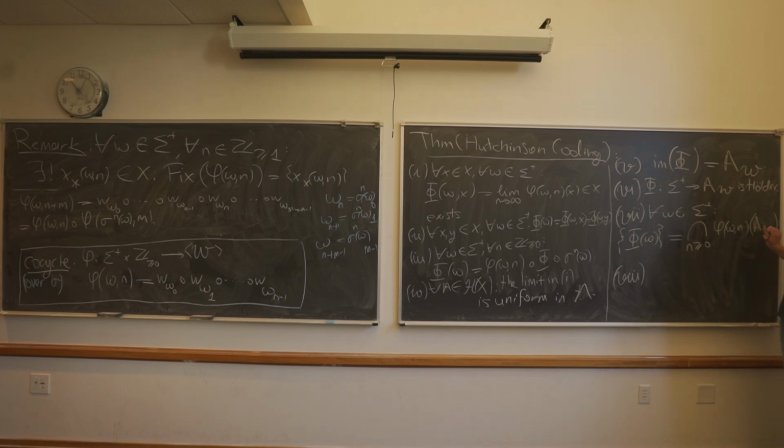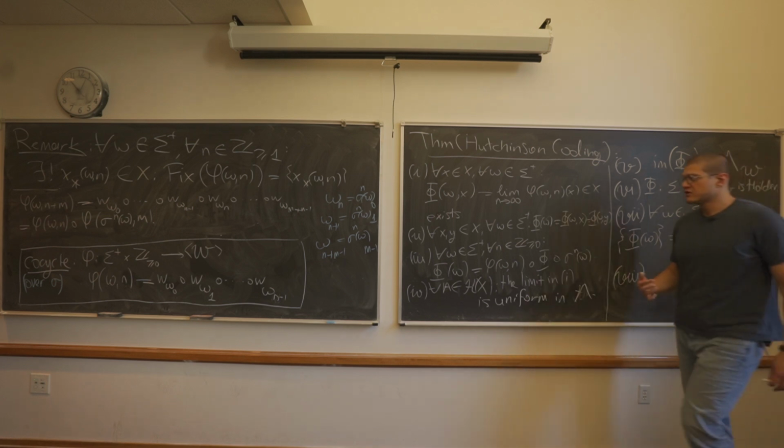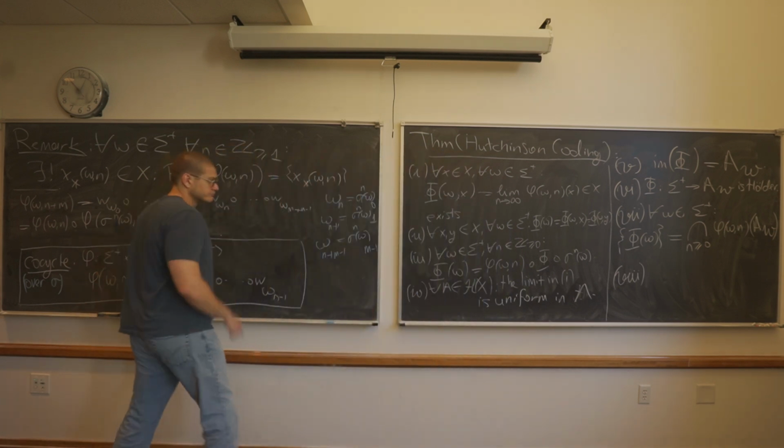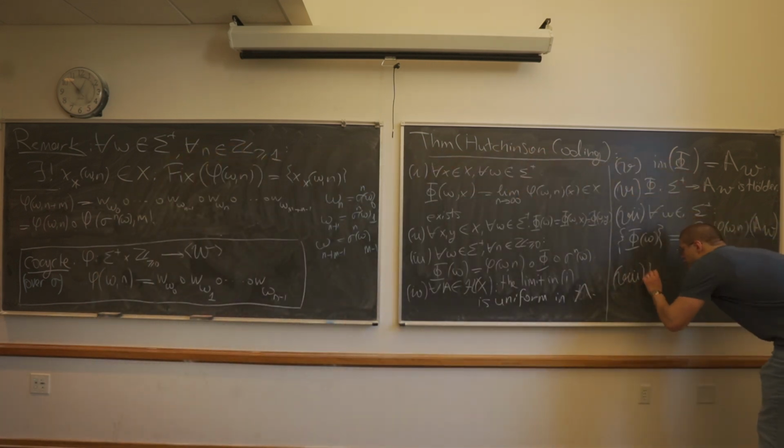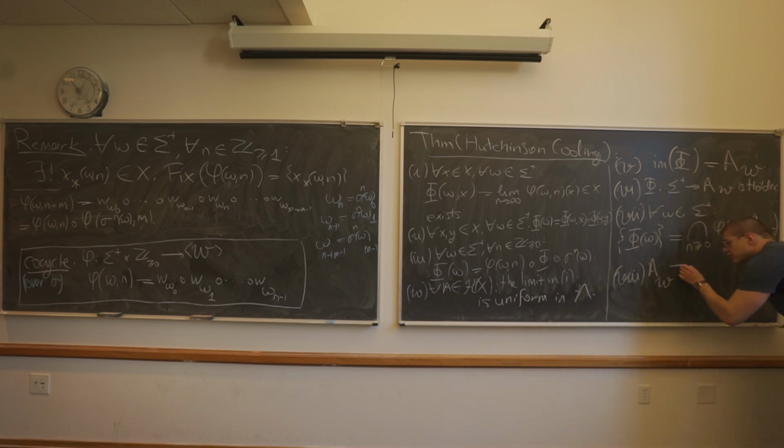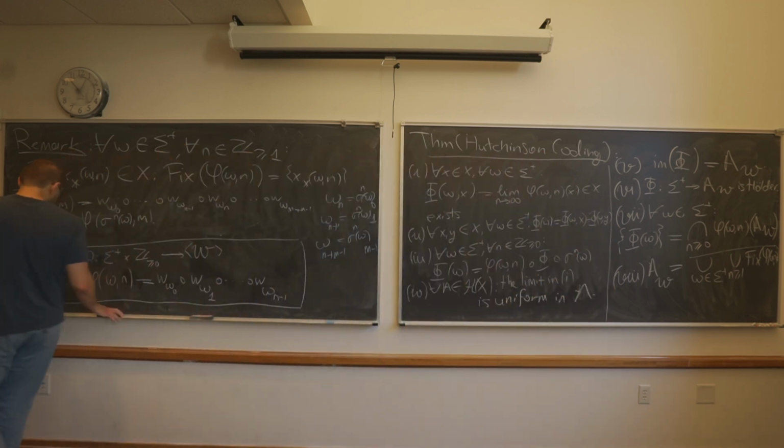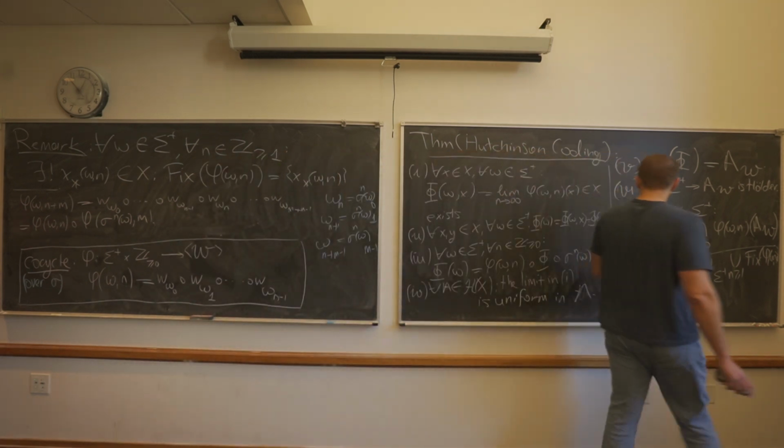the attractor A sub W can be written in terms of these fixed points. Namely, A sub W is the union over all sequences and all positive integers of the fixed points of phi of omega comma n, closure. It's a long-winded statement, but as we're proving items, it's going to make more sense.